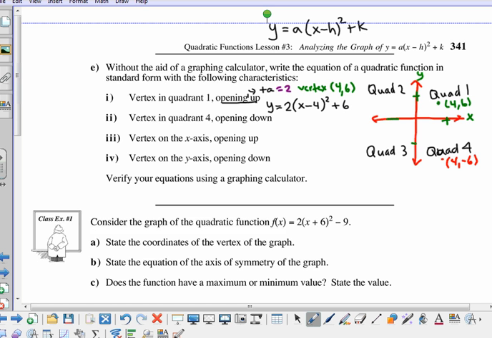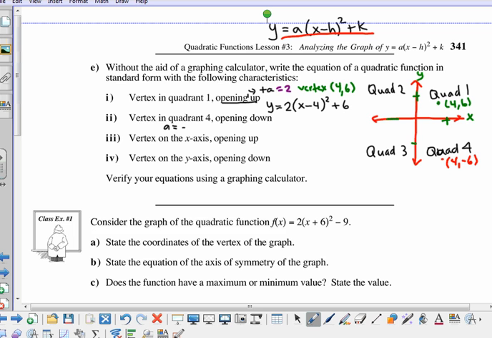And if it's opening down, what does that mean? Maximum value, correct? And which variable does that affect in our equation up above? The A value. A has to be negative. So give me an A value that's negative.